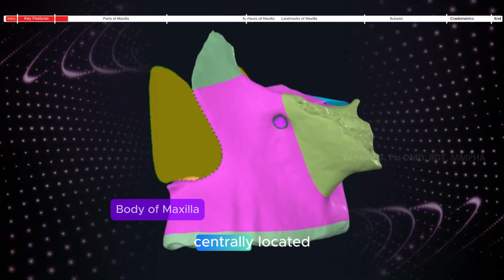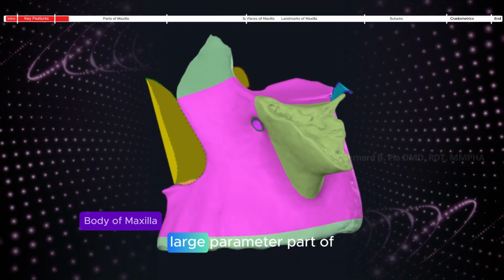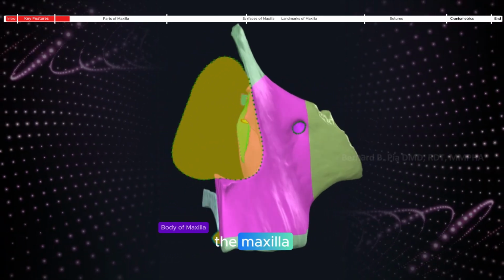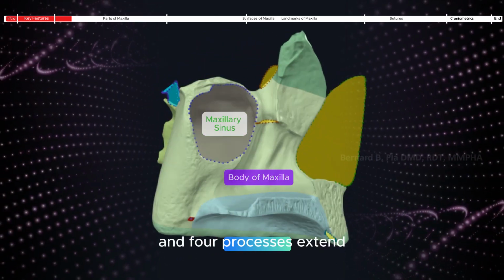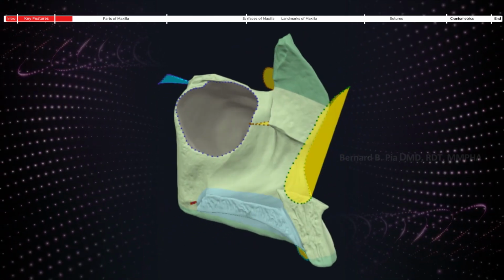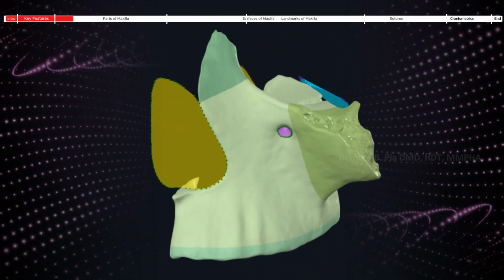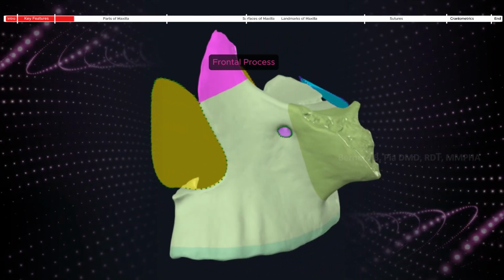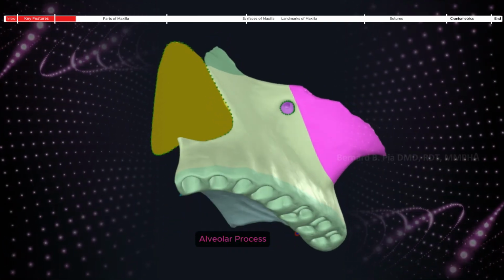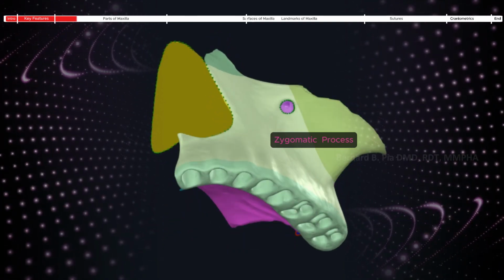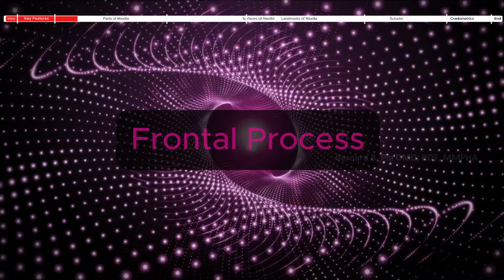The body is the centrally located, large pyramidal part of the maxilla. It consists of the maxillary sinus, and 4 processes extend from it: a superiorly located frontal process, an inferiorly located alveolar process, a laterally located zygomatic process, and a medially located palatine process.